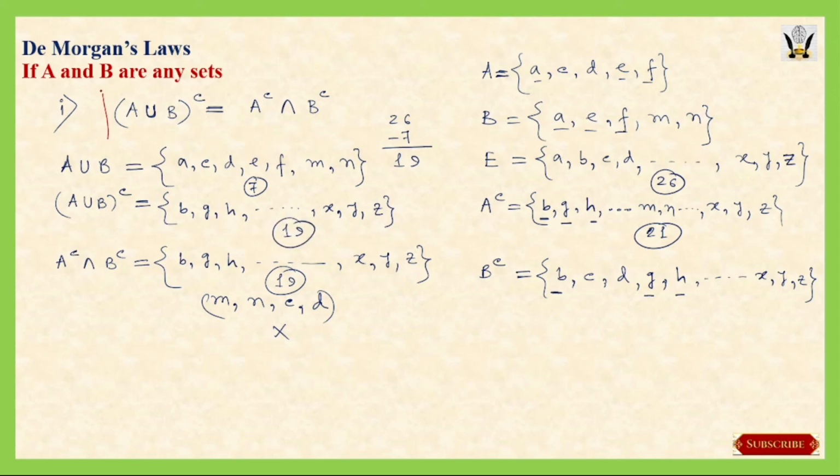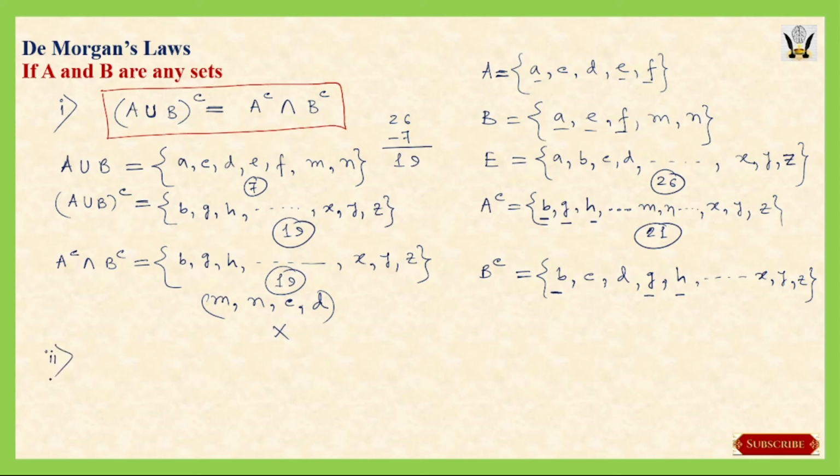So we can conclude that if we perform the union operation between any two given sets A and B, and then we take the complement of that union operation, then it will be equal to the intersection operation of their individual complement sets.